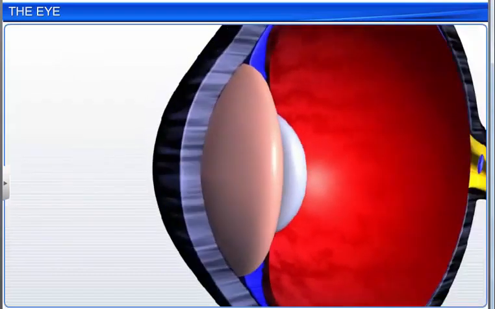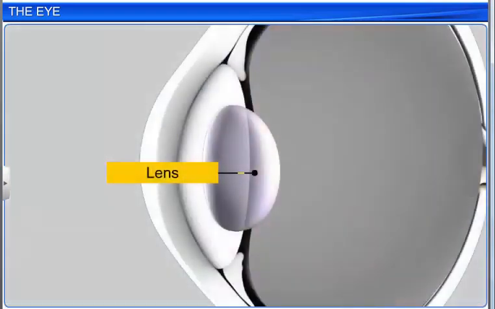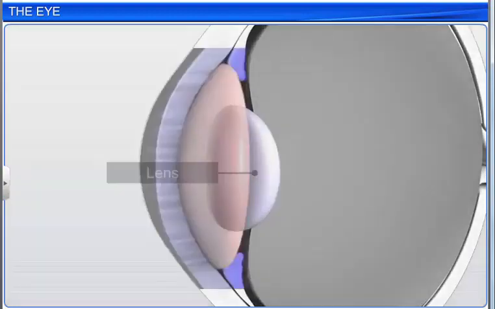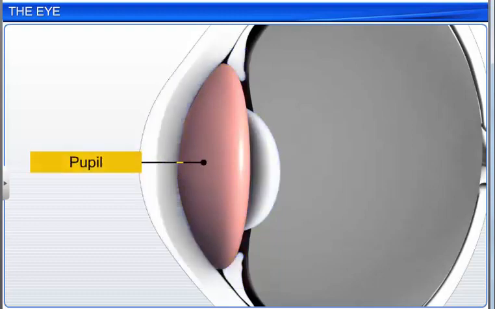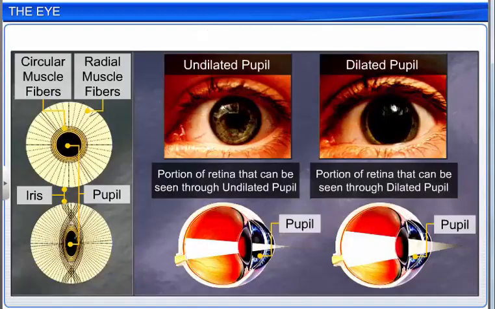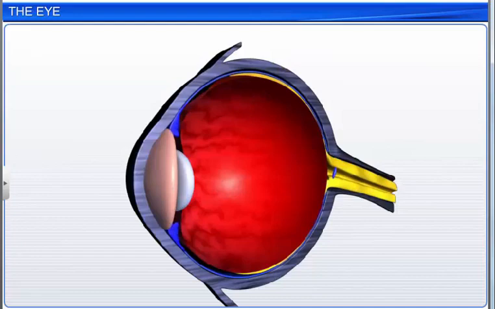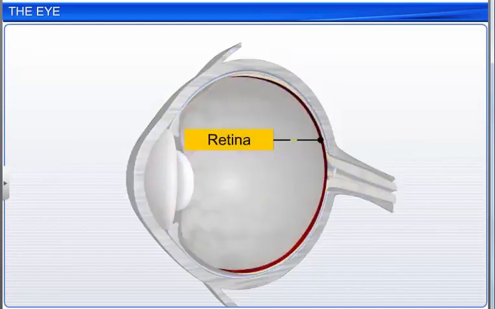The eyeball contains a transparent crystalline lens held in place by the ligaments of the ciliary body. In front of the lens, the iris surrounds an aperture called the pupil. The muscle fibers of the iris regulate the diameter of the pupil. The inner layer is the retina, which contains 3 layers of cells.